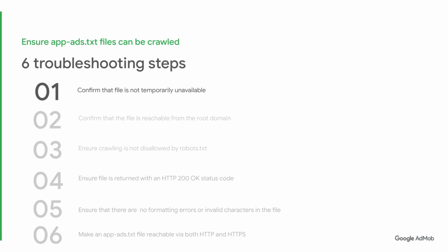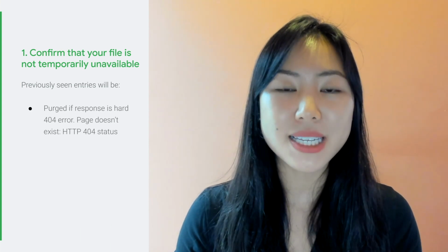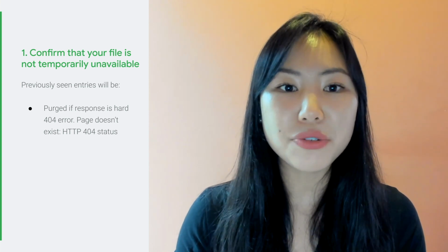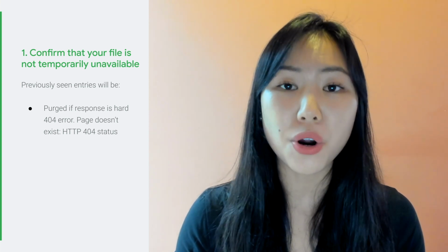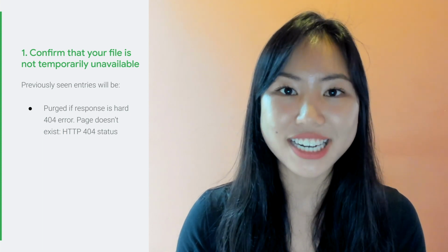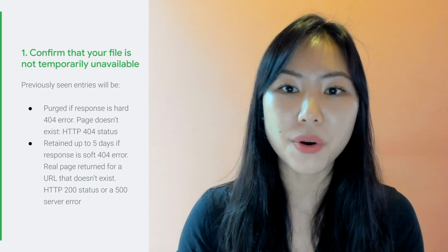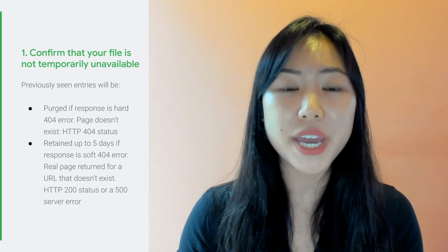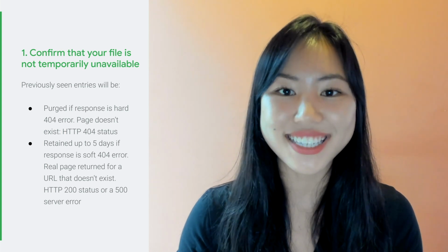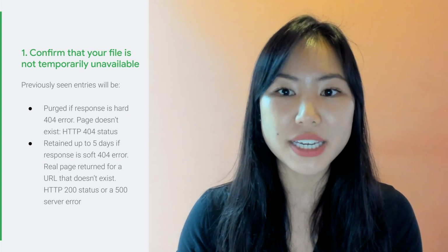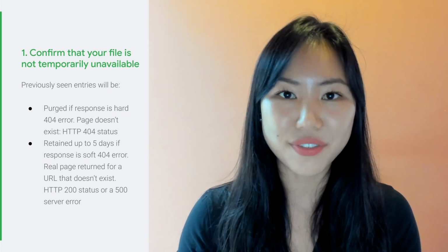Number 1. Confirm that your file is not temporarily unavailable. If a previously seen apex.txt file is unavailable on a subsequent recrawl, the previously seen entries will be purged if the response is a hard 404 error. This refers to a page that doesn't actually exist, also known as HTTP 404 status. Or they are retained for up to 5 days if the response is a soft 404 error. This refers to a real page returned for a URL that doesn't actually exist. This is known as an HTTP 200 status or a 500 server error.